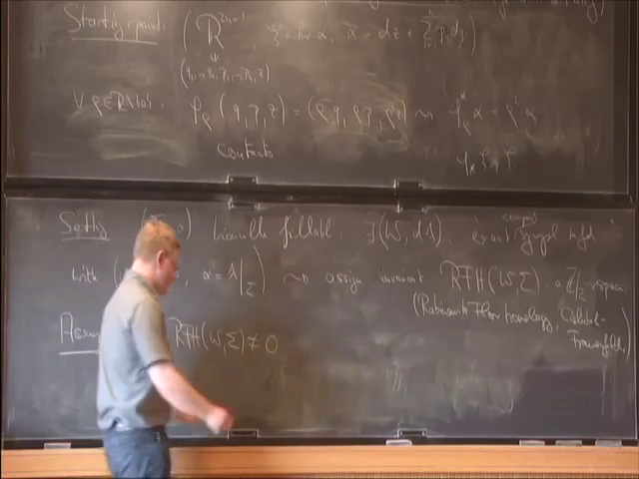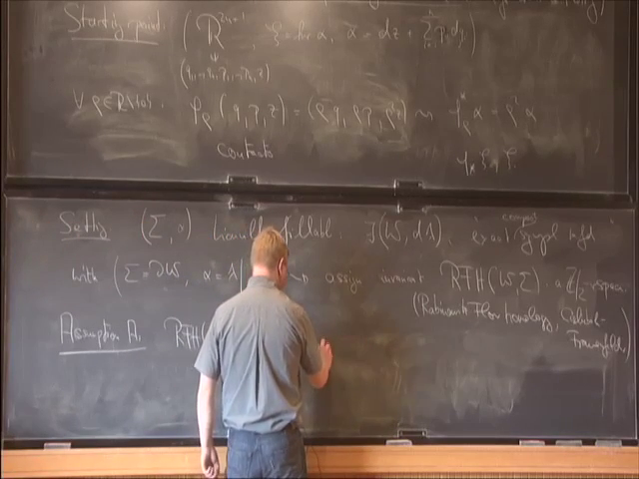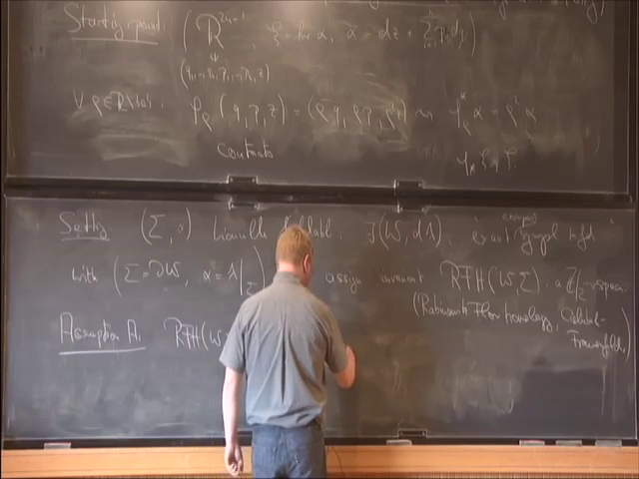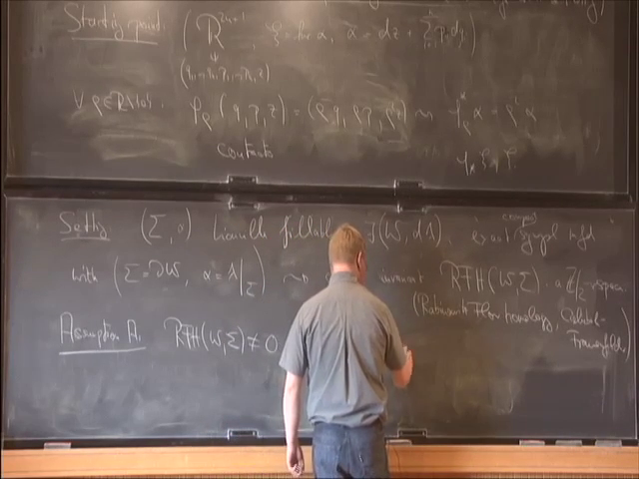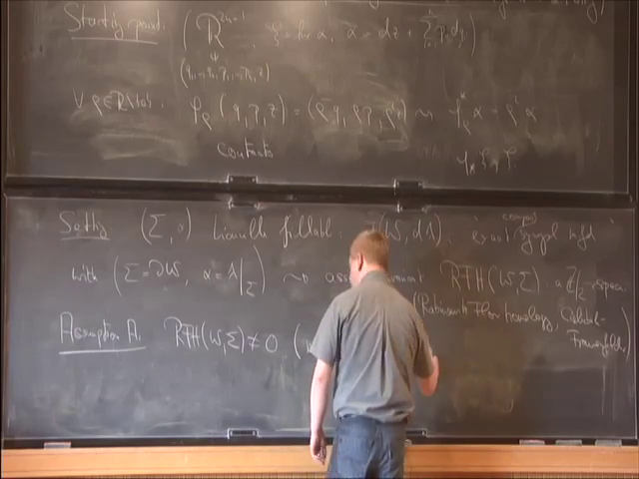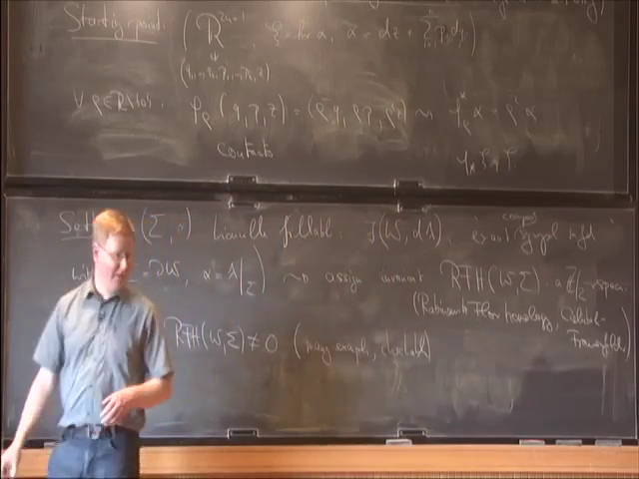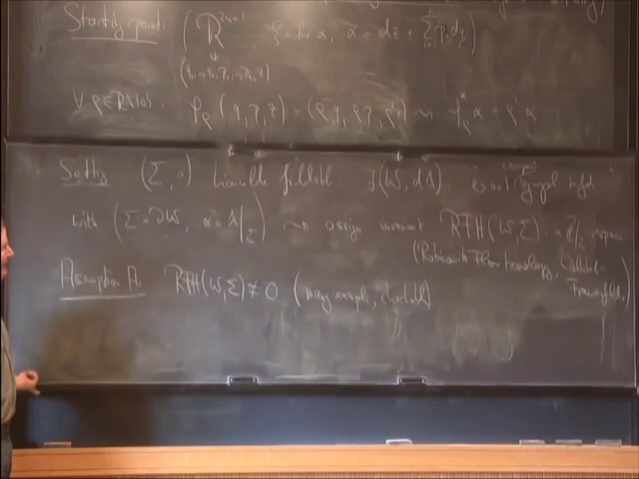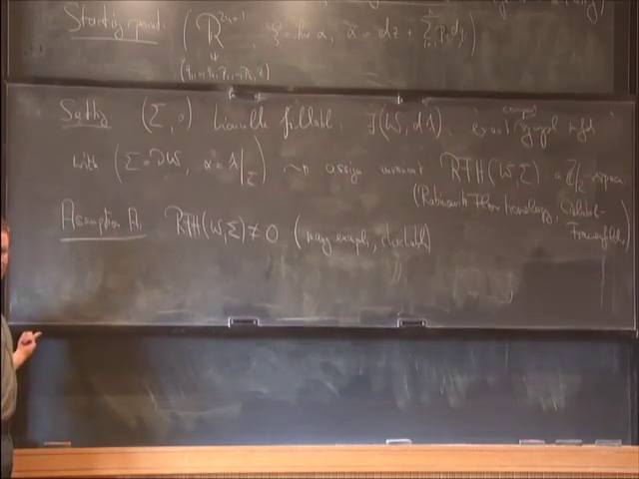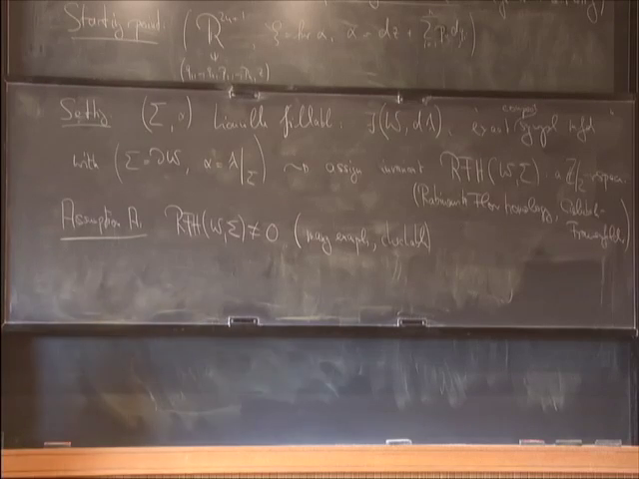But there are tons of examples, many examples, and this is a checkable condition. By now we can compute RFH fairly well, so in particular, we can decide fairly easily whether it's zero or non-zero.